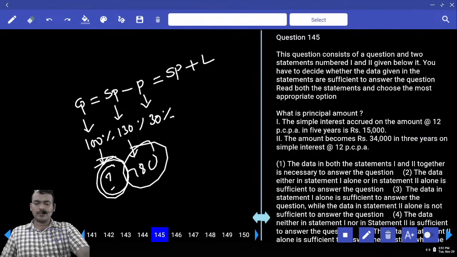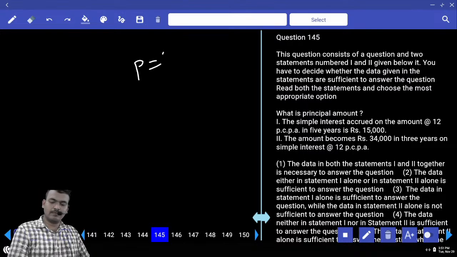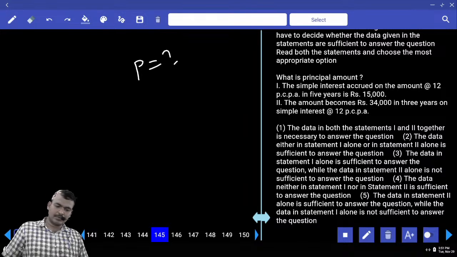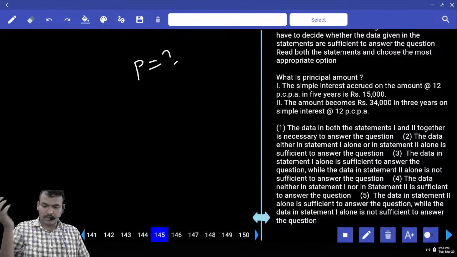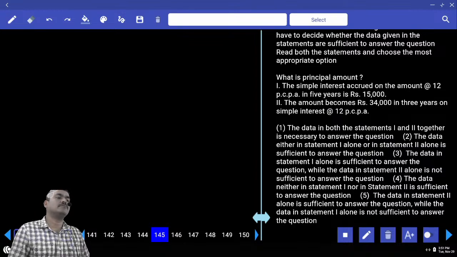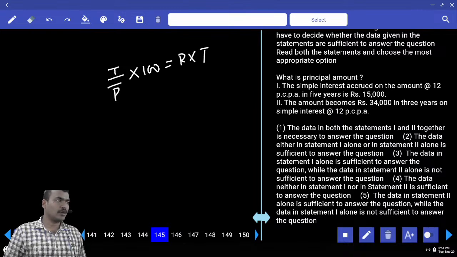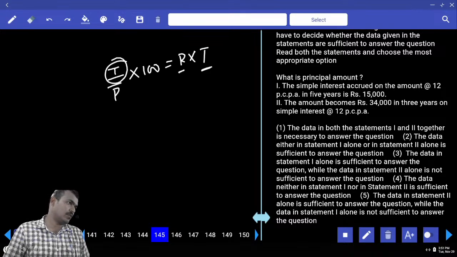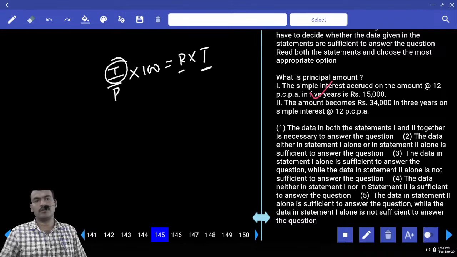145. What is the principal amount? Nothing but we required principal value or not? What is the first statement? The simple interest occurred on the amount at 12% per annum in 5 years is how much? 15,000. What is the rate percent? 12%. Time is 5 years. What is the simple interest basic formula? I by P into 100 is equal to R into T or not? Okay. We know the rate of interest. We know the time period. We know the interest value or not? Obviously we get the P or not? 1 alone is sufficient or not?